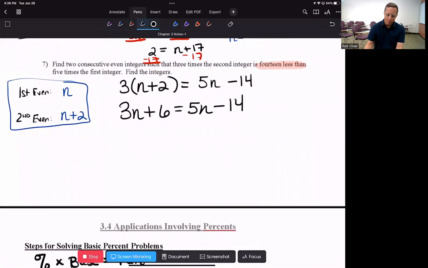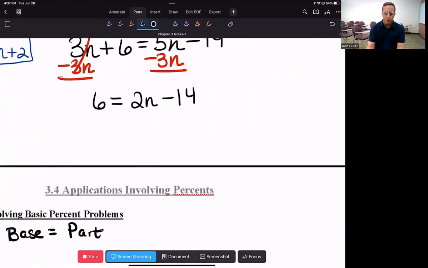All right, I'm going to get variables on one side. We do it this way. The reason I'm doing that is so that the n is positive. It doesn't really matter what side you decide to put the n's on. So I'm going to rewrite it. So now I've got 6 equals 2n minus 14. And now it's a 2-step equation. Add 14 to both sides. Add 14, add 14.